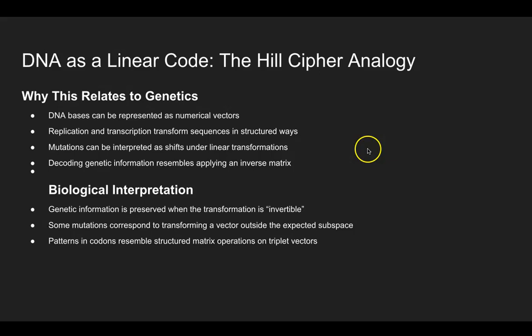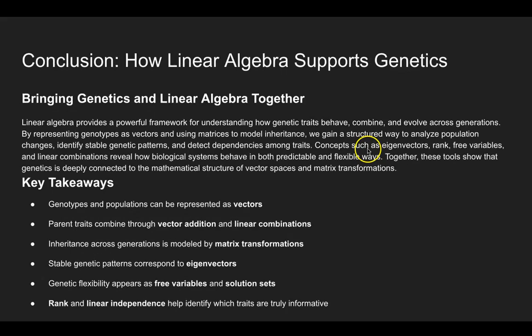In the biological interpretation, genetic information is preserved when the transformation is invertible. Some mutations correspond to transforming a vector outside the expected subspace. Patterns in codons resemble structured matrix operations on triplet vectors.